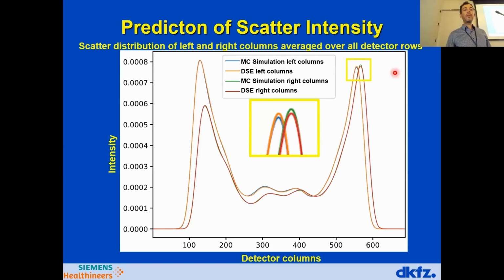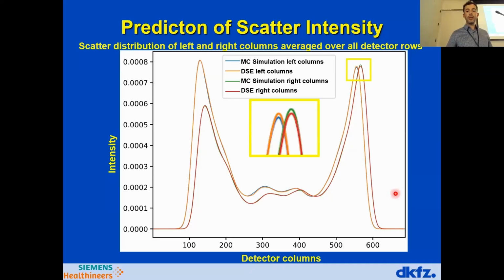So if we have a further look at our results, here we can see the blue curve is the Monte Carlo simulation of our left columns, the orange one the deep scatter estimation. And as you can see here, these curves are pretty accurate. They almost match completely. The same is for the right side. The green one is the Monte Carlo simulation, and the red is from our deep scatter estimation.